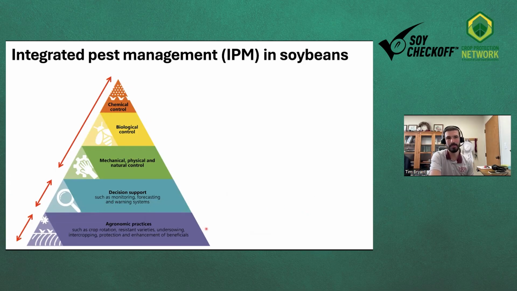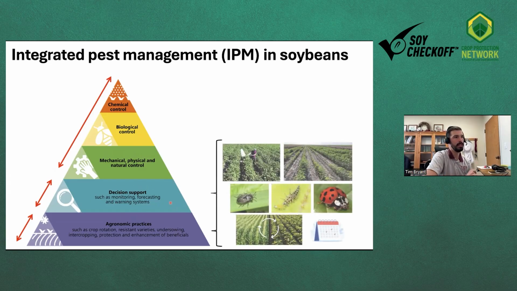And in field crops, with the scale that we're working at, really, we don't implement a lot of mechanical or physical control, or biological control, in the sense that we would be releasing beneficial insects like they could in, say, a greenhouse or a specialty crop production system. We're really relying heavily on some of these agronomic practices, and decision support tools down here at the bottom. So that's things like choosing the right planting date that's going to minimize your risk, crop rotation, conservation biological control.